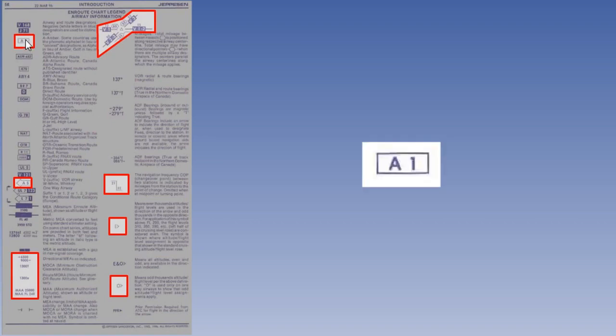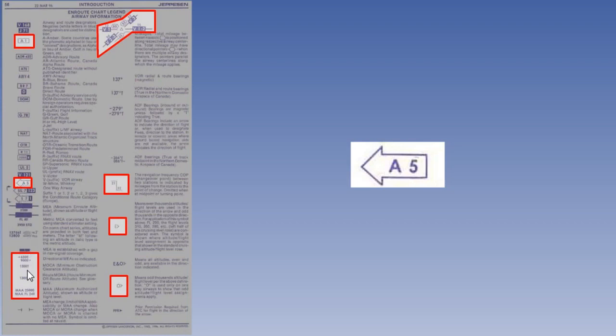An airway designator is shown within a box on the center line of the airway. The example shows airway Alpha 1. If the box has an arrowhead, this signifies a one-way airway in the direction of the arrow. Alpha 5 is a one-way airway in the direction of the arrow.